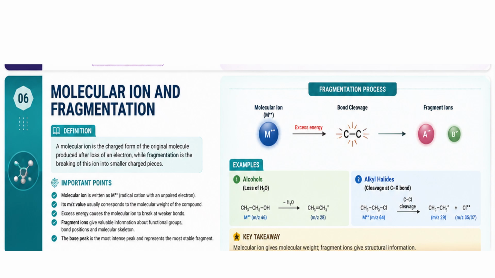The most intense peak in the spectrum is called the base peak. It usually represents the most stable fragment ion. For example, in alcohols, fragmentation may occur by loss of water. Ethanol can lose H2O and form a smaller fragment ion. In alkyl halides, fragmentation often happens at the carbon-halogen bond, such as the C-Cl bond. This produces smaller ions that help identify the presence of halogen groups. So, the key takeaway is the molecular ion gives molecular weight, while fragment ions give structural information.